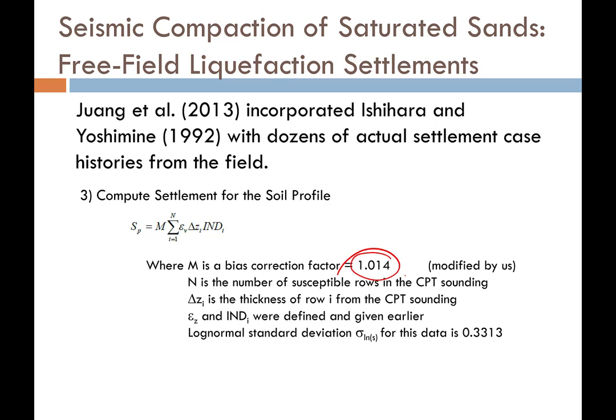And then we also computed, using the assumptions that we did, that the standard deviation, in other words, the error, the scatter, in predicting accurately the case histories from the field was 0.3313. Okay.